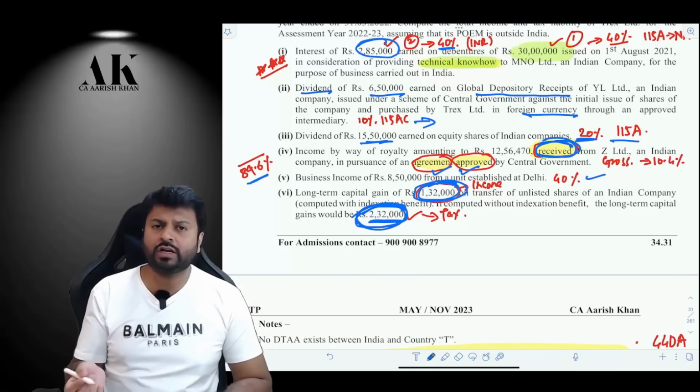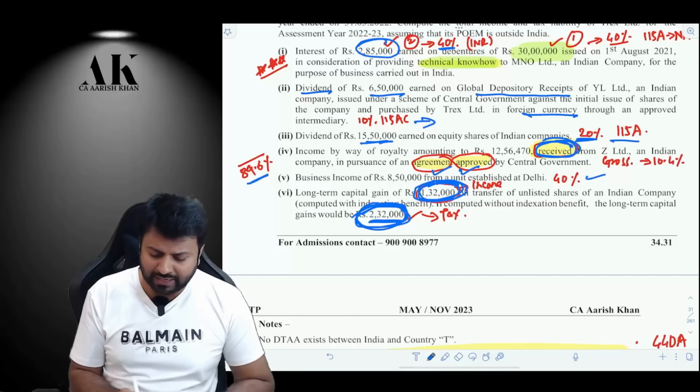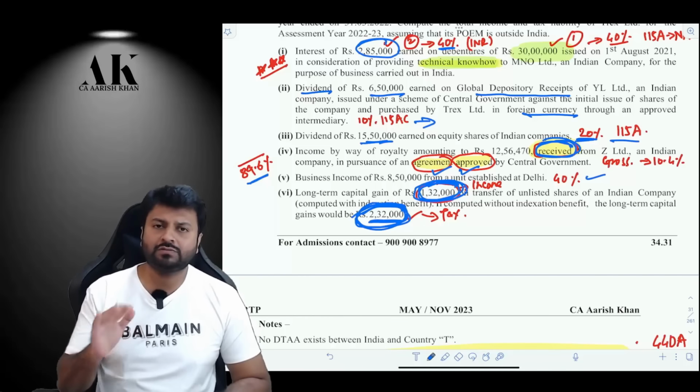Paying 10% tax on 232 is beneficial as compared to paying 20% tax on 132. Therefore we are paying 10% tax on 232, and this is what the question is all about.